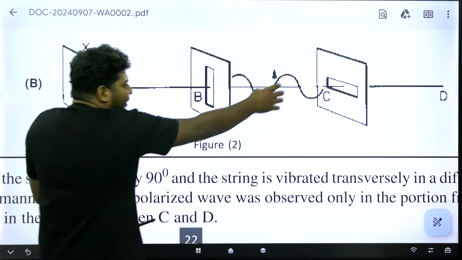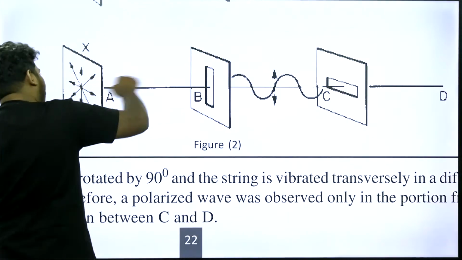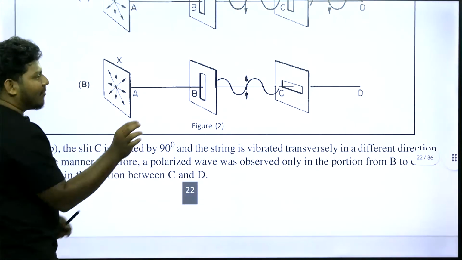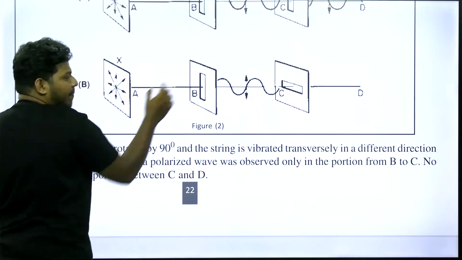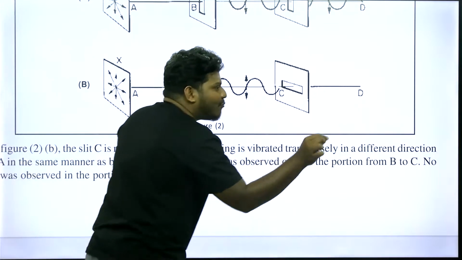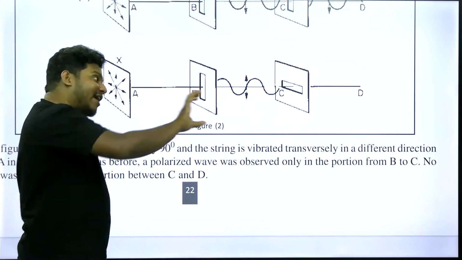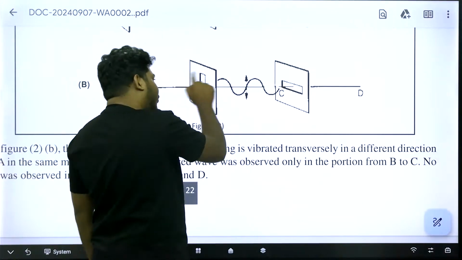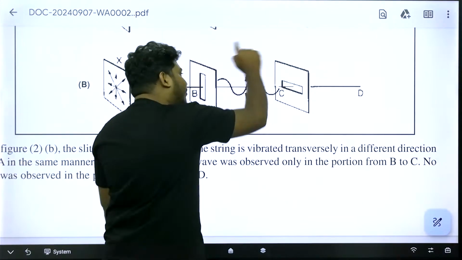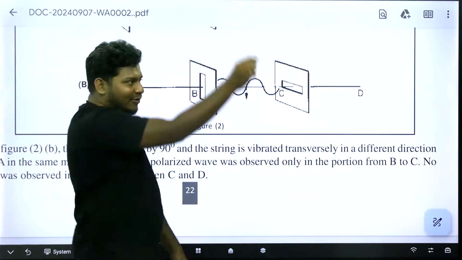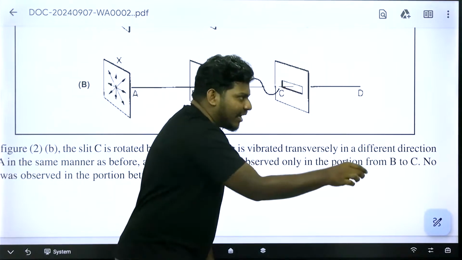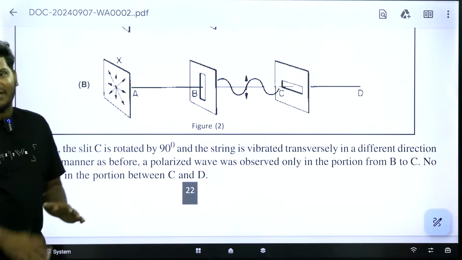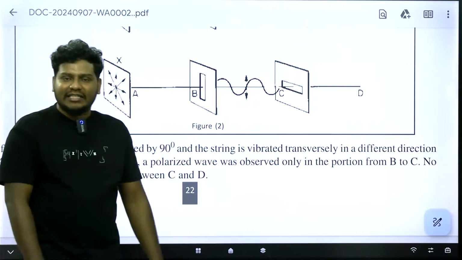If I keep this one here, only this wave moves like this. If I keep C here, only this wave can move through the hole. Only this wave can move through C, and after that, when I keep B here, it will stop, because that is straight. It is moving like this, it is straight, so it can't. So this is polarization. Can you tell me if you understood polarization or not?